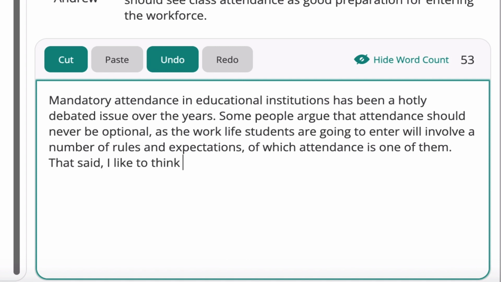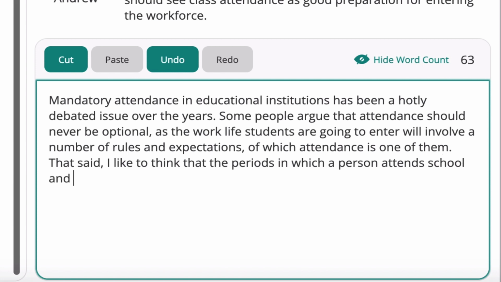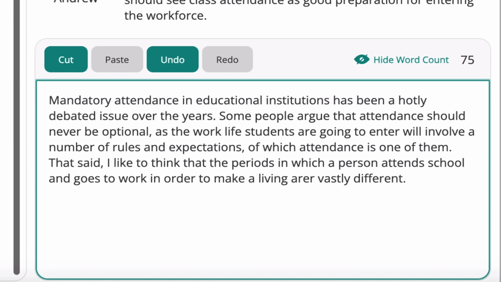I like to think that the periods in which a person attends school and goes to work in order to make a living are completely, vastly different. So what did I say? I said the time when we attend school is not similar to the time when we attend university. They are totally different. And let's support this argument.